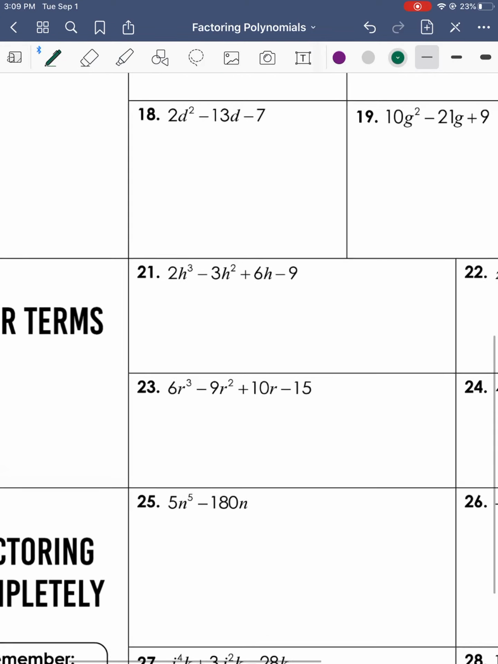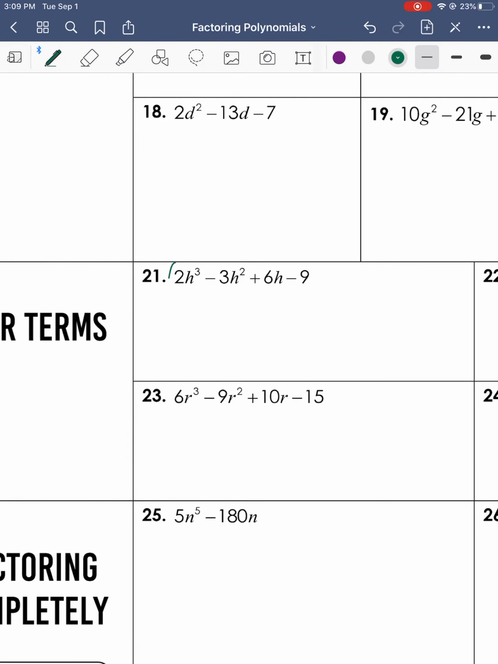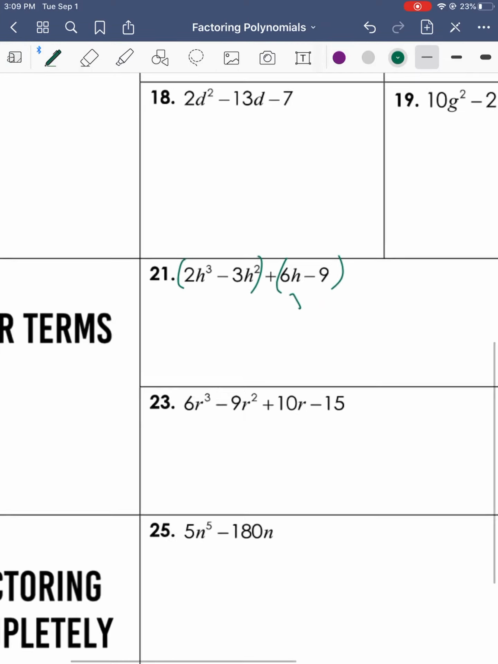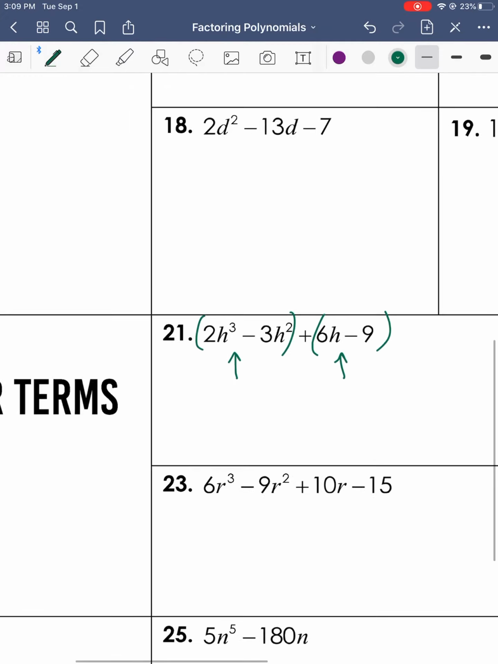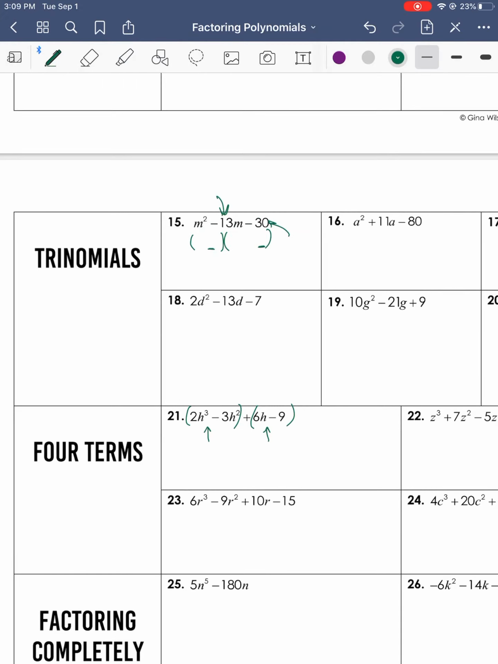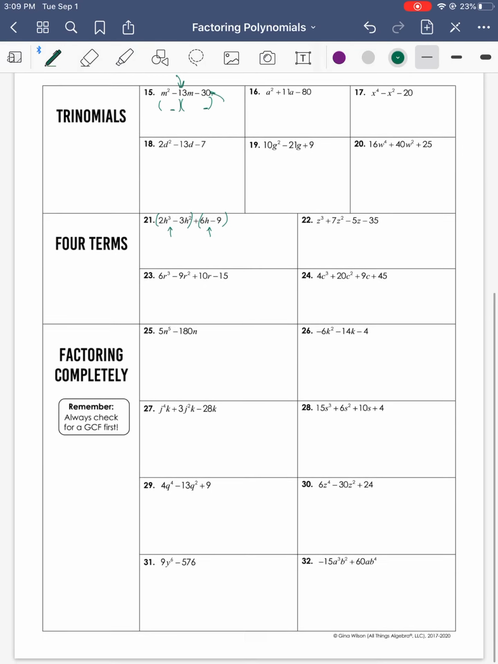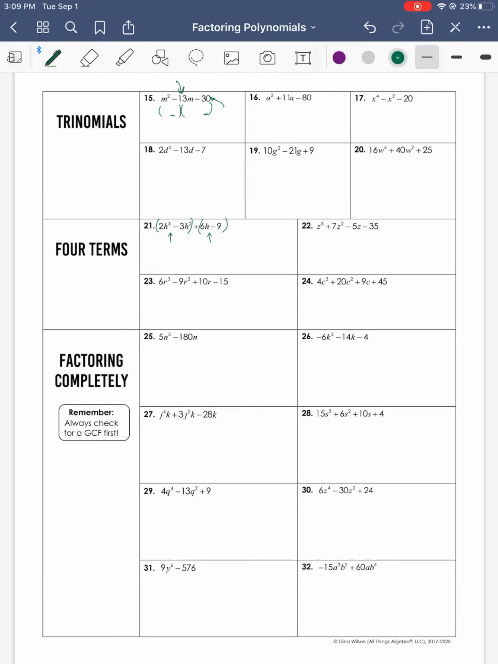For 4 terms here, just remember you're going to be grouping these like this, and then you're going to factor the greatest common factor out of that, greatest common factor out of that, and then you should see some similarities where you can factor again. I'll do another video on that example if you have forgotten, and I'll do another video on one of these examples, because these ones are kind of tough.